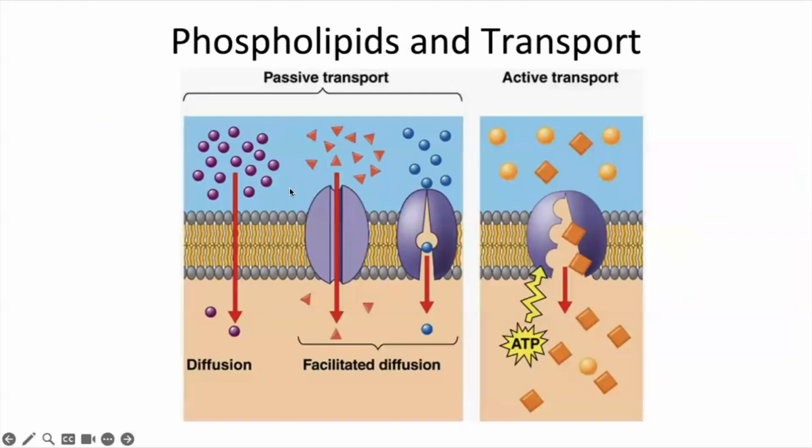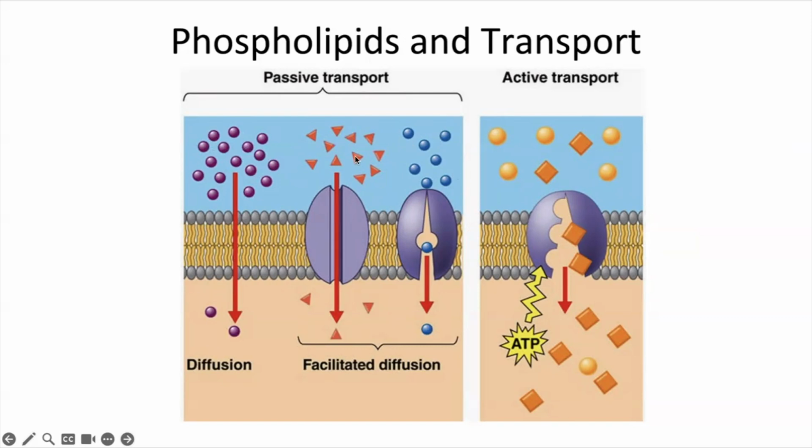Different types of ways to get materials across lipids can be categorized by whether they take energy or not. Passive transport doesn't take any energy. If you have a lot of material on one side of a membrane and it's allowed to get through the membrane, it'll naturally flow from an area of high concentration to low, and we call that diffusion.